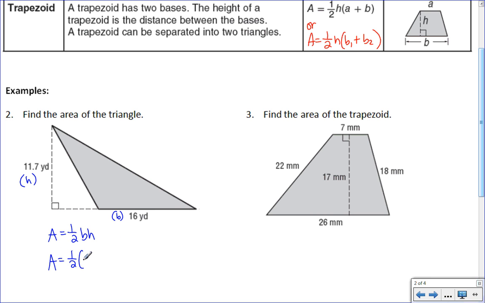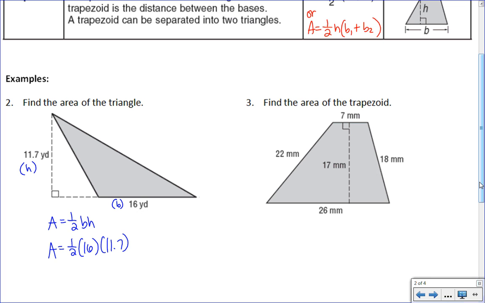Now let's substitute those numbers in. 1/2 B, which is 16, times H, which is 11.7. And we'll go ahead and multiply those. Remember, if you want to multiply those in a calculator, you can just put in 1/2 as 0.5. Makes that a little easier. And we should end up with 93.6 square yards.